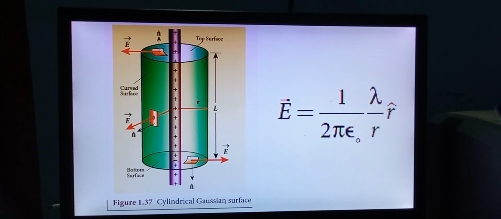And question number 4, electric field due to a cylindrical Gaussian surface. For this we have the diagram: top surface, curved surface, bottom surface, and you have to mark the parts. And the formula, that is, E vector will be equal to 1 by 2 pi epsilon naught, lambda by r, r cap. So you will get 2 marks.